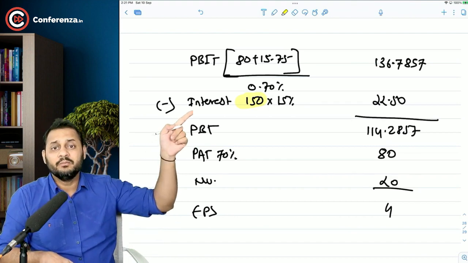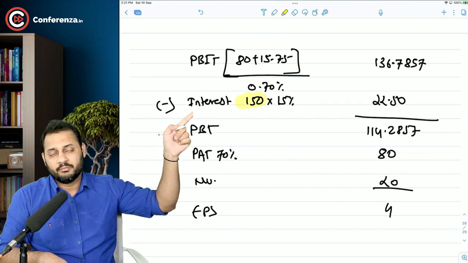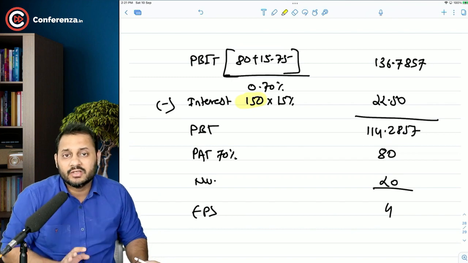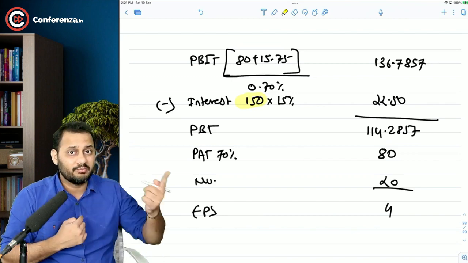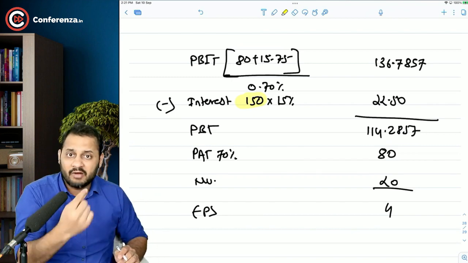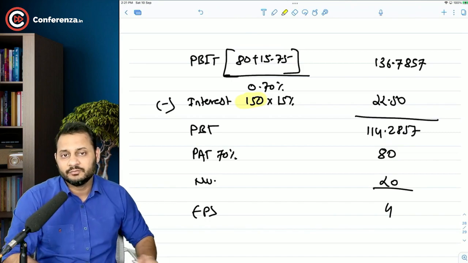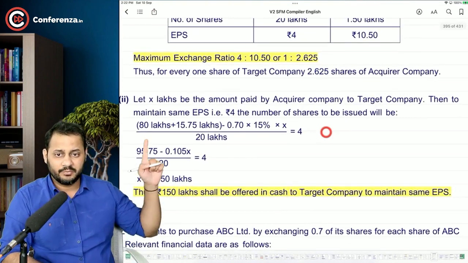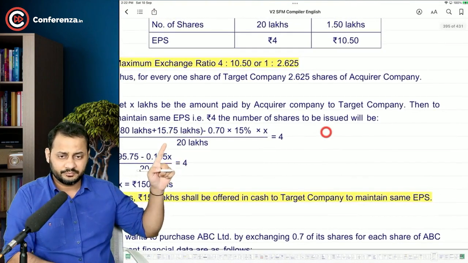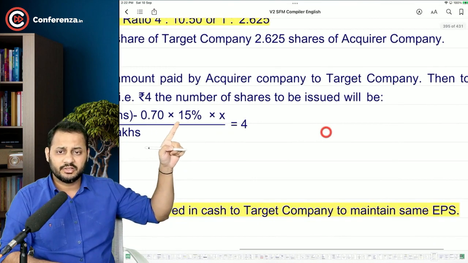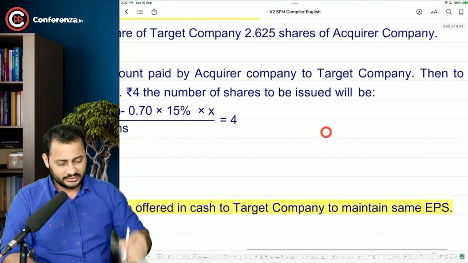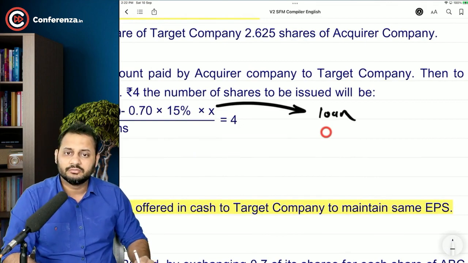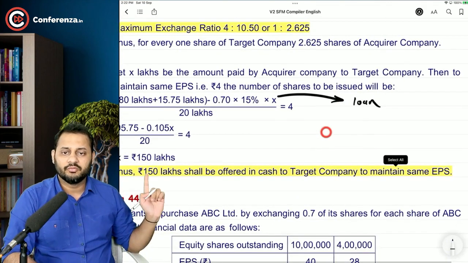That is the maximum amount that we can offer them, that we are ready to buy your company at 150 lakhs. If you can give us, then it's okay, because our objective in buying the company is to keep the EPS after merger also equal. So that's 150 lakh that you can calculate. See, 80 plus 15.75 lakhs, and then this is 70% of the interest of this loan. This X is nothing but the loan amount that you will take. That's it. That will give you 150 lakhs.